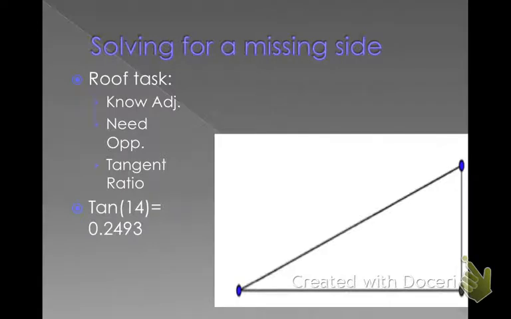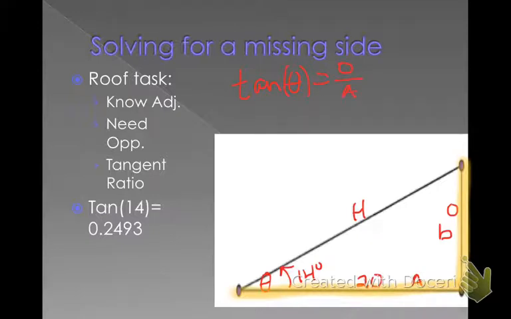On our roof task, we were solving for a missing side. The information we had was a 14-degree angle, and we knew that this side was 20, and we were solving for this side. Well, we knew the adjacent side, so if this is my angle theta, we have adjacent, hypotenuse, opposite. We knew the adjacent side, and we needed the opposite side. Opposite and adjacent make the tangent ratio, usually shown as tangent of theta equals the opposite over adjacent side.